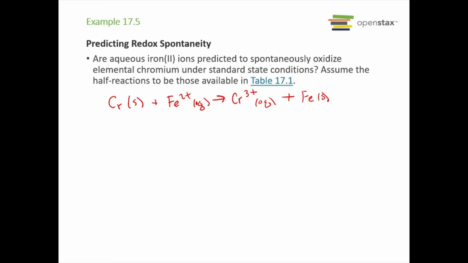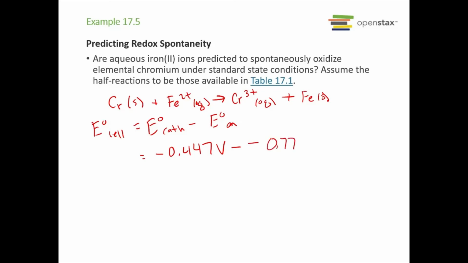But if you want to look at the numbers, the potential for your cell is equal to the potential for the cathode minus the potential for your anode. For the iron half reaction, when you look that up, it's equal to negative 0.447 volts, minus the anode potential for the chromium, which is negative 0.774 volts. So together this is positive 0.297 volts. So yes, this is a spontaneous process.